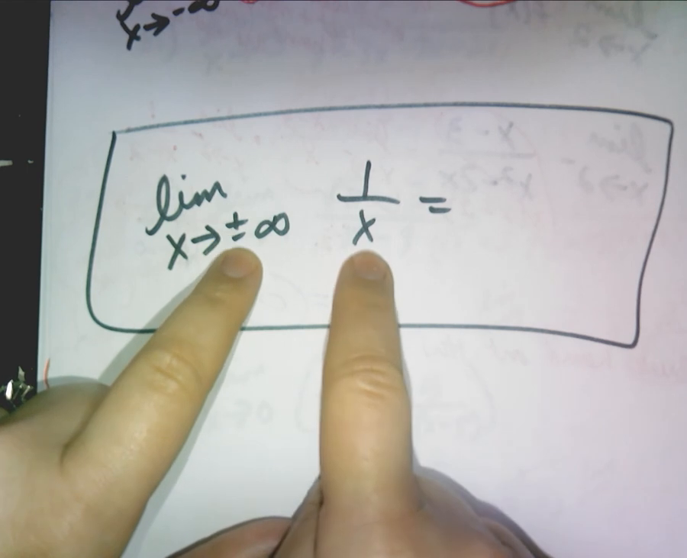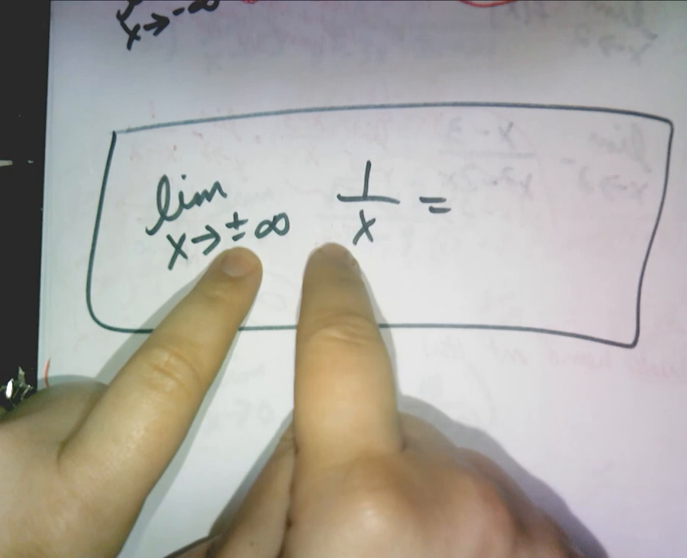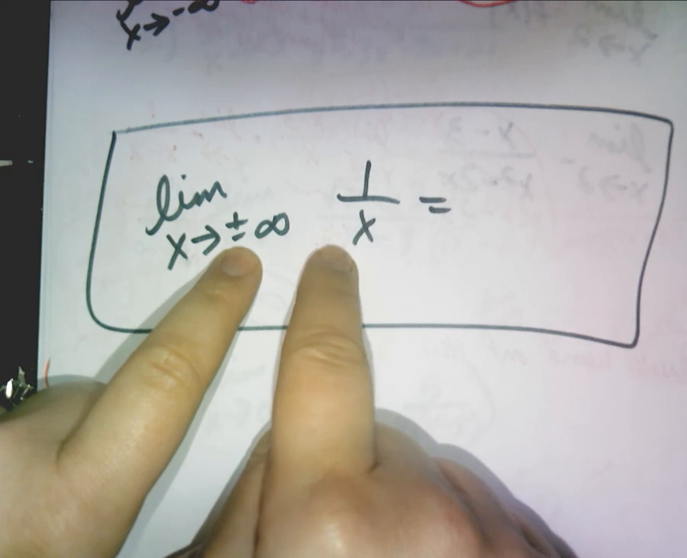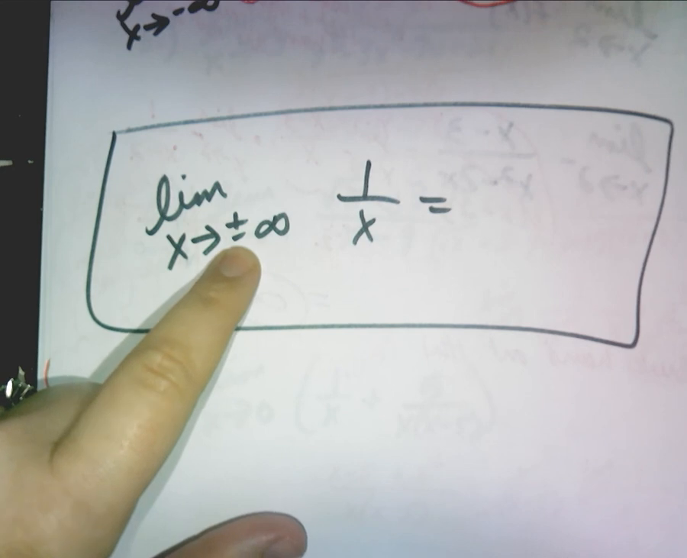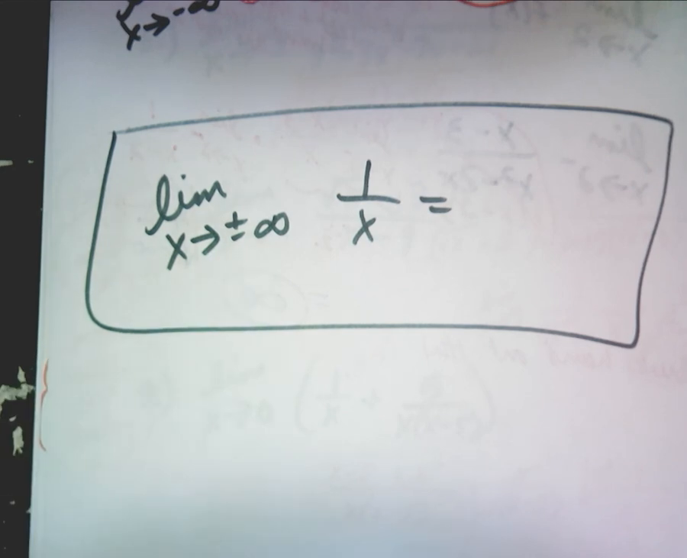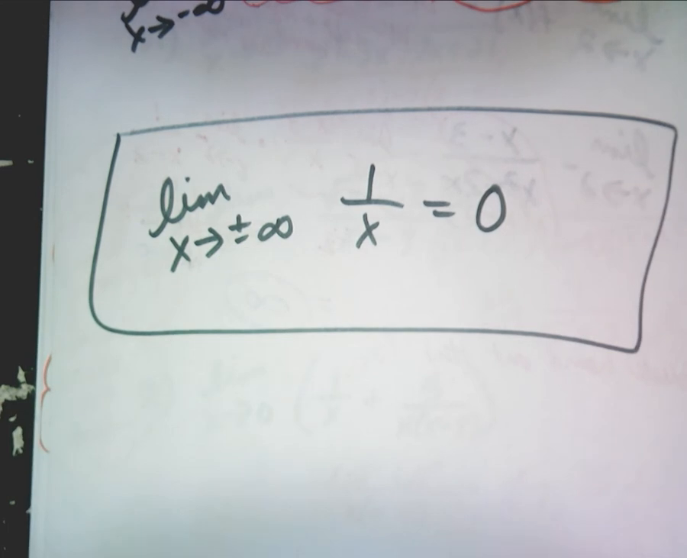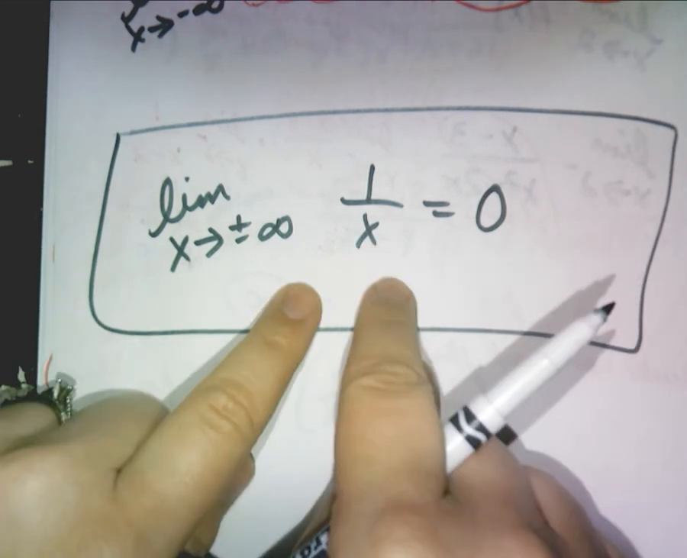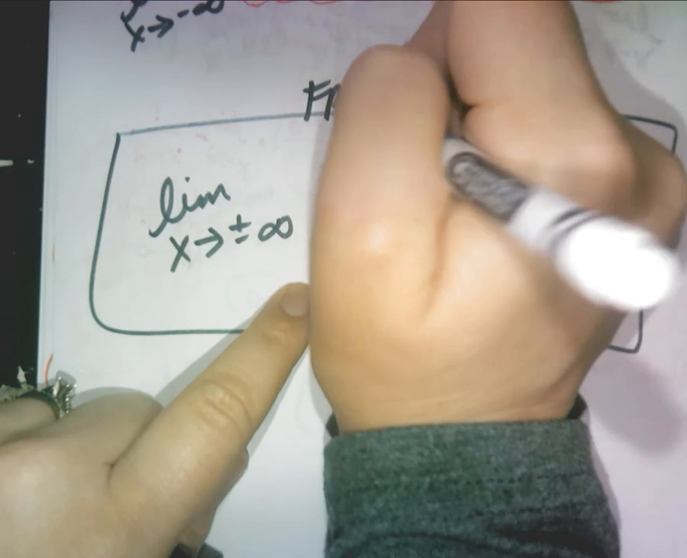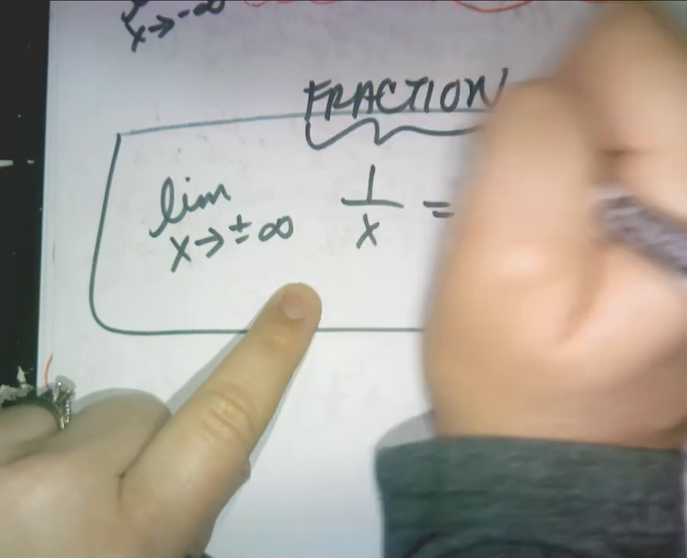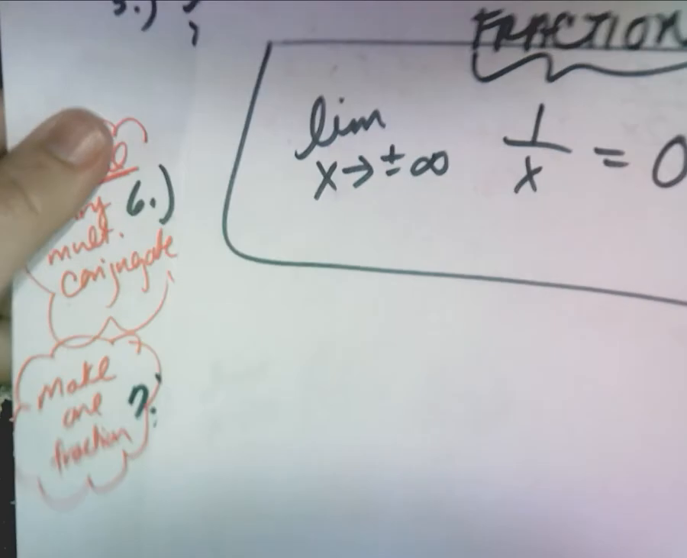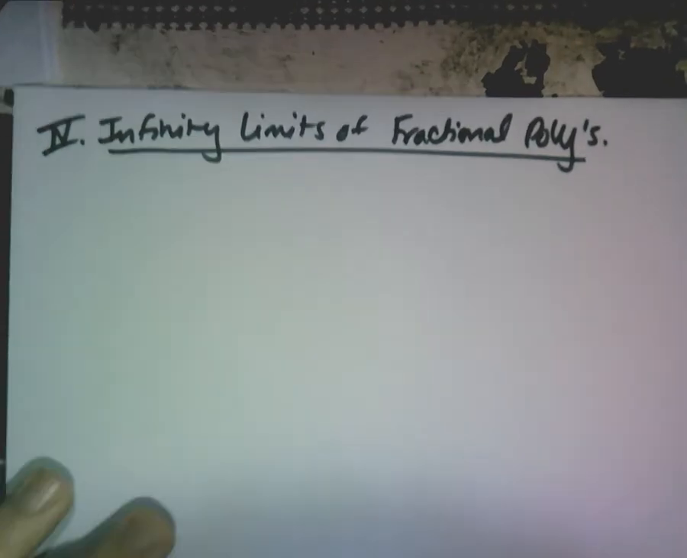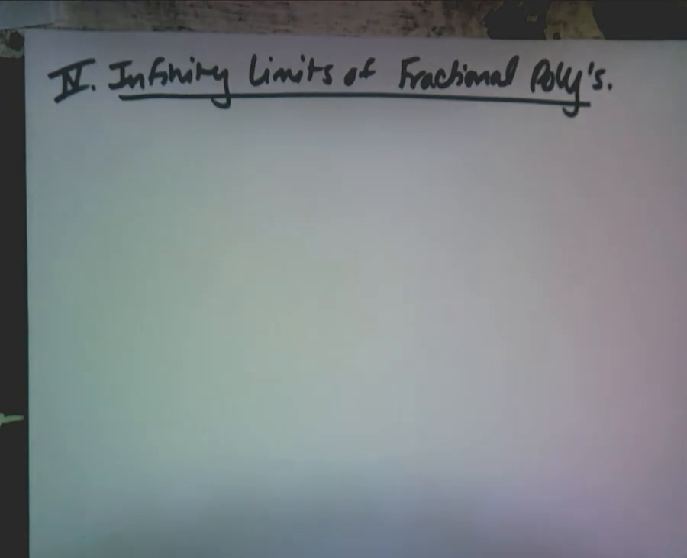What about with negative numbers? 1 over negative 100 is negative 0.0001. 1 over negative 1 million is negative 0.00000. Where am I headed that way? Also 0. The limit as x goes to infinity, either positive or negative, of a fraction is 0. How is that going to help us? Well, and these are our last examples here. I made a key there. And I called it the infinity limits of fractional polynomials.